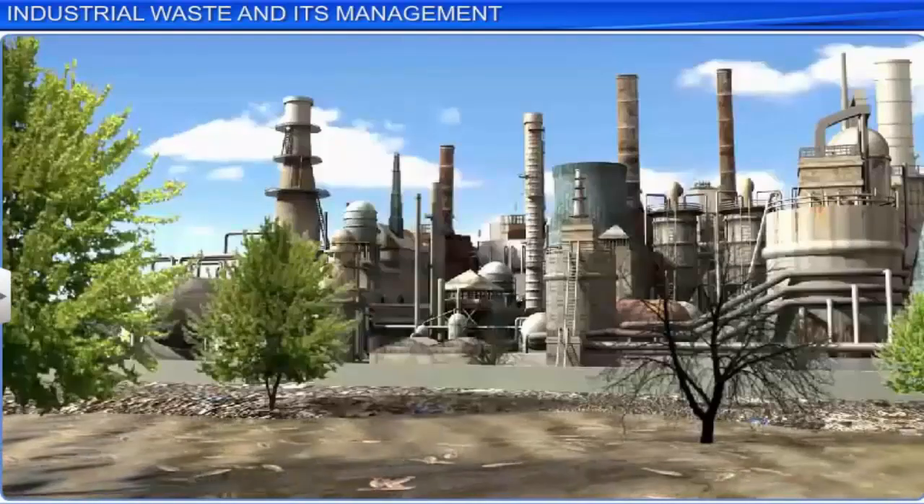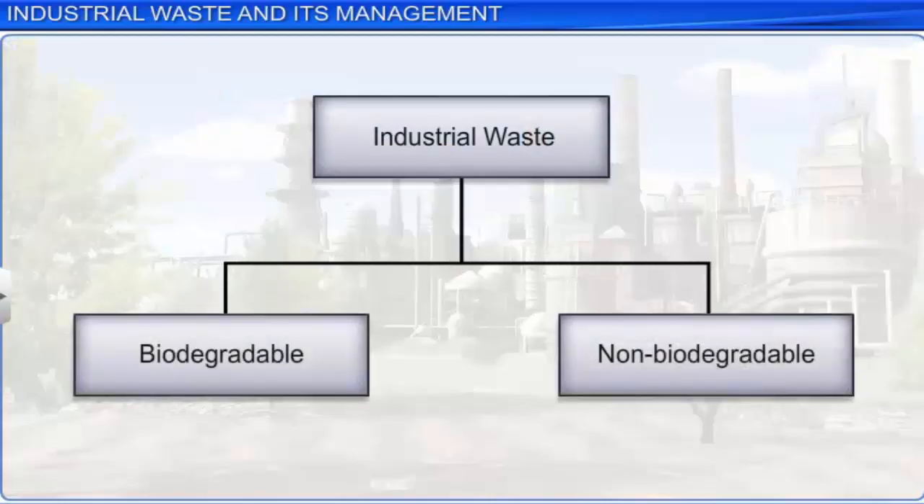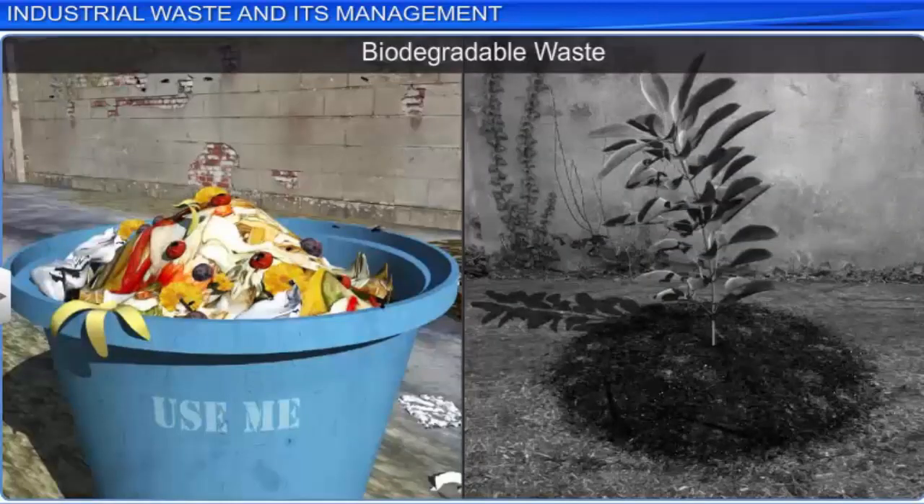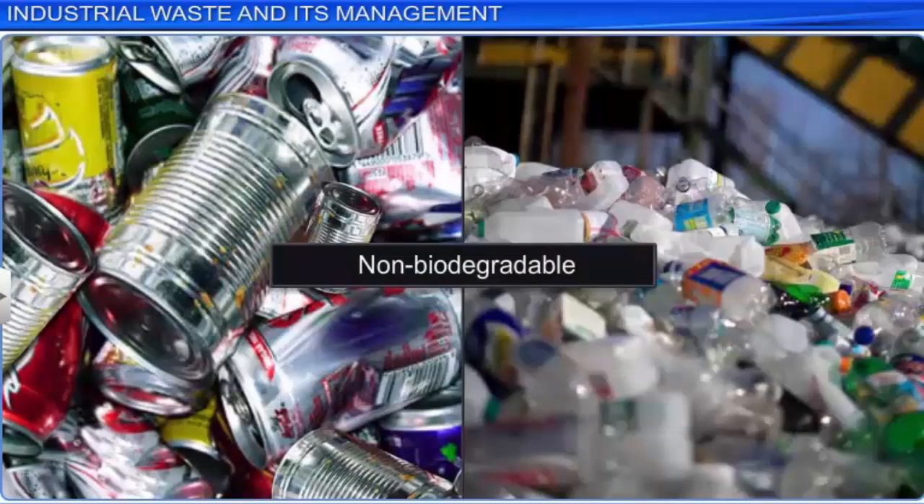We know that industrial waste pollutes the air, water, and soil. Solid industrial waste can be categorized as biodegradable and non-biodegradable. Biodegradable waste consists of plant and animal waste that can be degraded by microorganisms. Non-biodegradable waste consists of material that cannot be degraded and remains as such in the environment. It is more harmful than biodegradable waste.